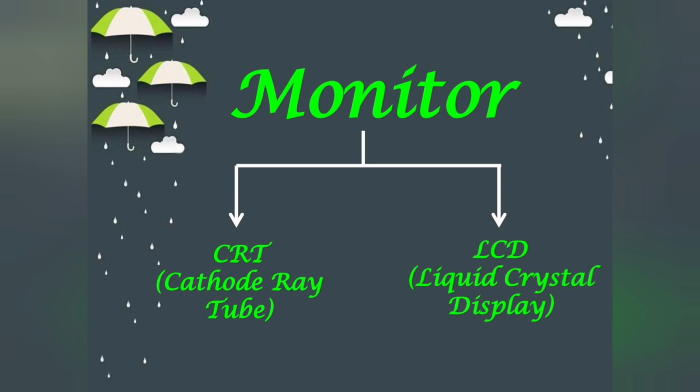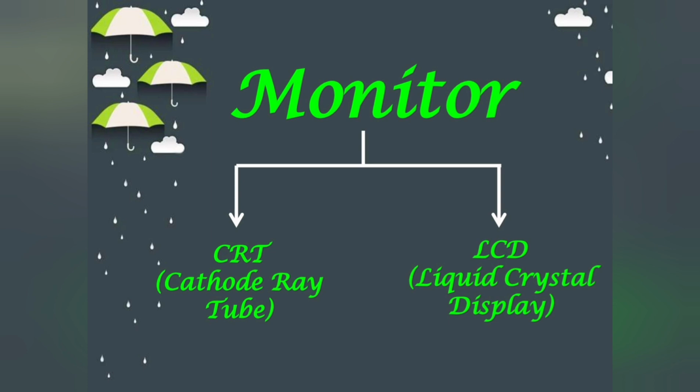The monitor displays whatever we do on the computer. It is also called visual display unit, that is VDU. The output that we see on the monitor is called soft copy output.